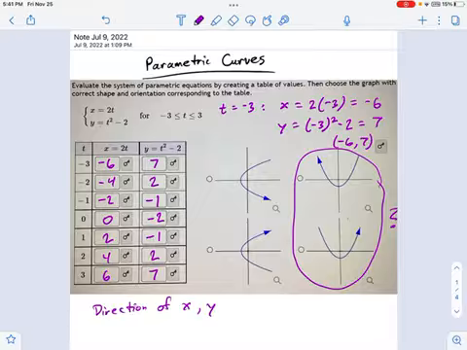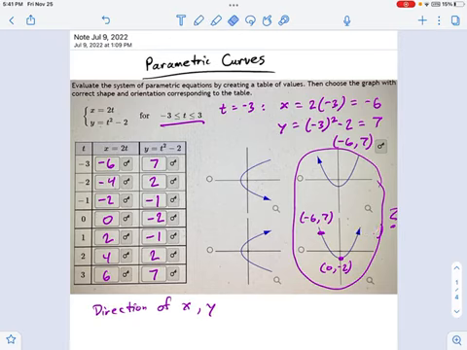You have to proceed through this table in order from t equals -3 to t equals +3. So we're going to start out here at x equals -6, y equals 7. We're going to proceed through these various points, say x equals 0, y equals -2, and we'll end up back here at x equals 6, y equals 7. You have to follow these things in order, and notice the direction of the arrow on here.